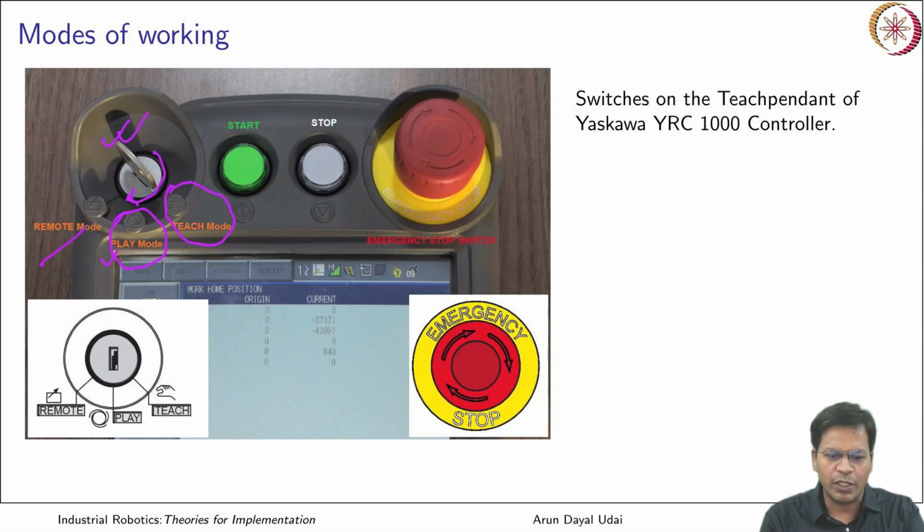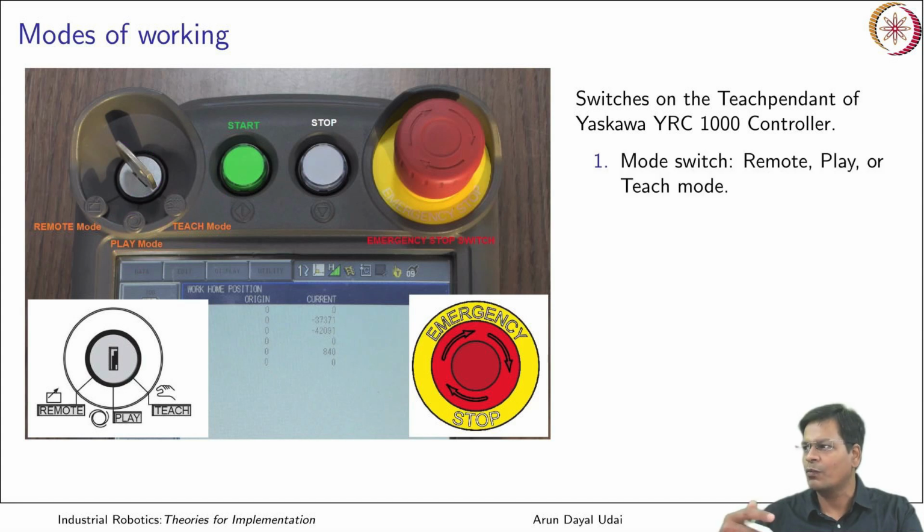This is the remote mode. A programmer can also put the robot to remote mode. What is remote mode? In this case, the robot is run by external inputs. It may be that you are getting the signal from some proximity switch or something like that. One by one we'll discuss that. So this is the mode switch, which can go to remote mode, in which the robot runs its program by external inputs and outputs.